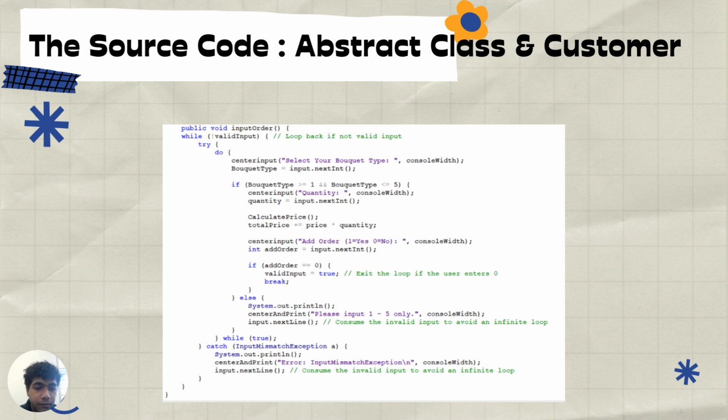And coming out from the if statement, we come to the else, which is on the bottom. And so this else will detect from the bouquet type if the user put 1 to 5. But if the user put less than 1 or more than 5, it will output the text, please input 1 to 5 only. And then it'll consume the invalid input so that it can avoid the infinite loop. And then reloop again so that the user can input their bouquet type.